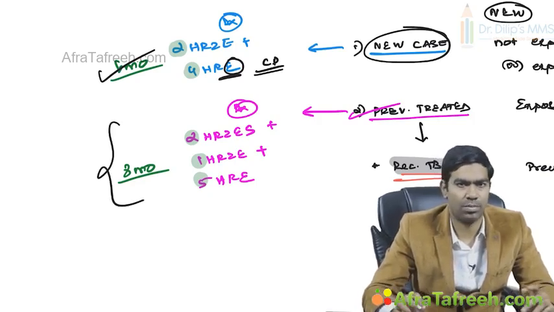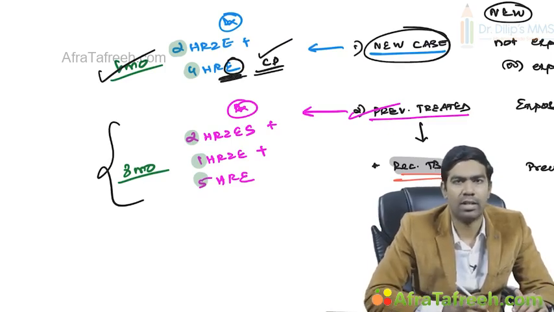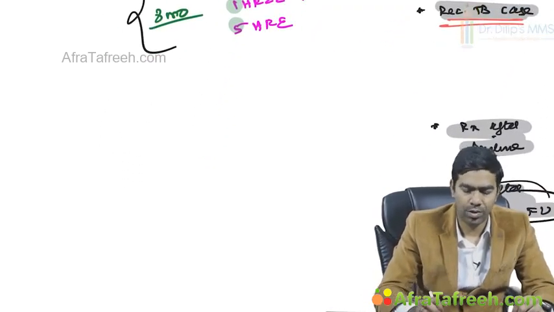There is not much major change, but in category 1 treatment, that is new case treatment, compared to the previous guidelines, we have added ethambutol in the continuation phase also. That's a big change.